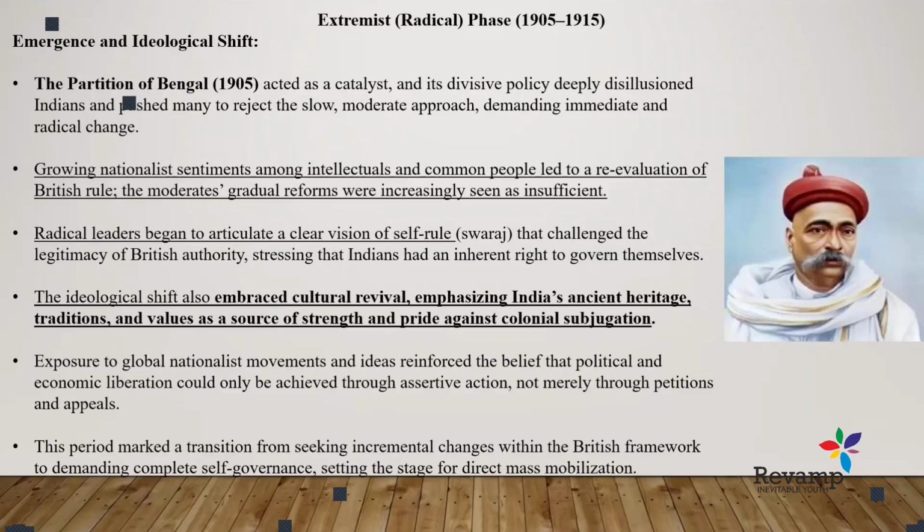Coming to the next phase, the extremists, or the radical phase, which we can say began in the year 1905 with the event of the partition of Bengal. After the partition of Bengal, the nationalists felt there should be a more radical way against the British rule. They didn't want a constitutional or less violent method. They wanted to overthrow the British officials or the British colonial government as soon as possible.